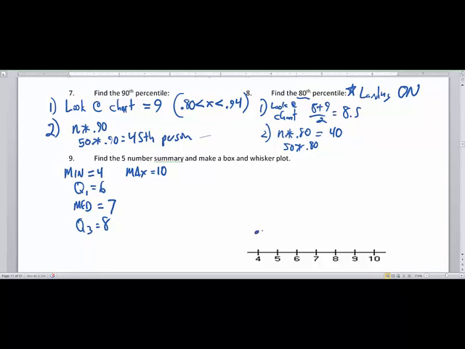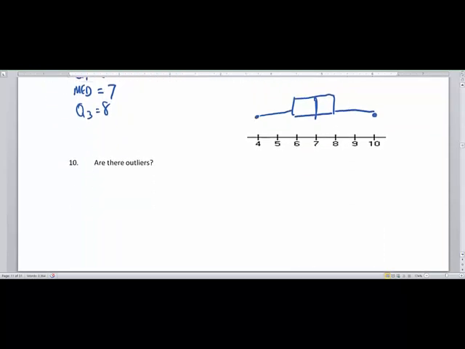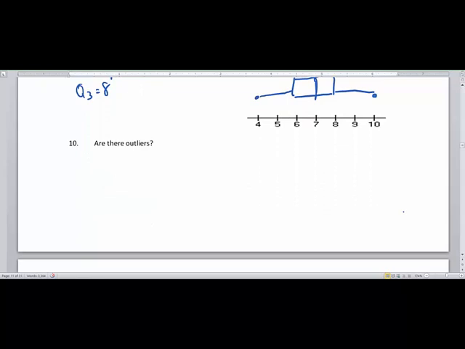So here's our minimum, here's our maximum, here's our median, here's our Q3, and here's our Q1. And we're going to make our rectangle, and we're going to make our whiskers in the box plot. And you can see that it's a perfectly symmetrical box and whisker plot. Now the big question is, are there outliers? And this is great because this lets us review from the previous video our little outlier technique.